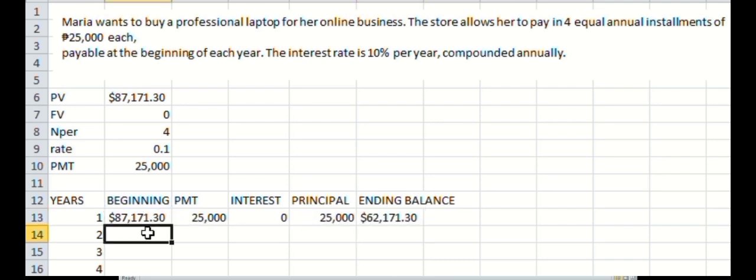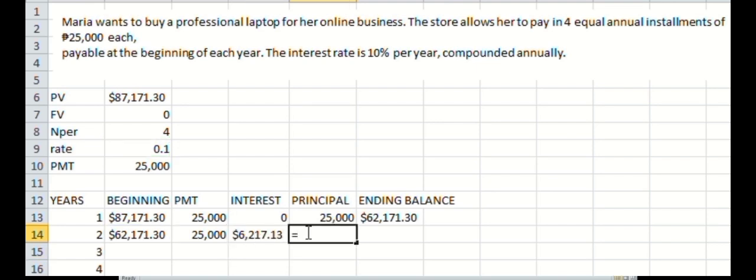Now let's move on to year 2. Beginning balance is just the ending balance from year 1. Always remember to put the equal sign first. For payment, click the PMT cell and use the dollar sign to lock it. Put it before and after the letter. To get the interest of year 2, let's put the equal sign first. Click the beginning balance, multiply by the rate. Click the rate and use the dollar sign again to lock the rate.